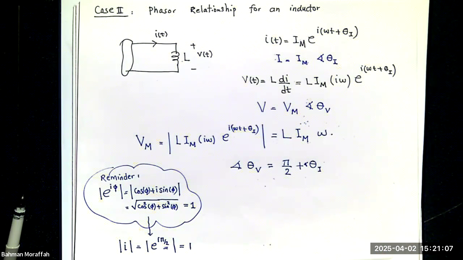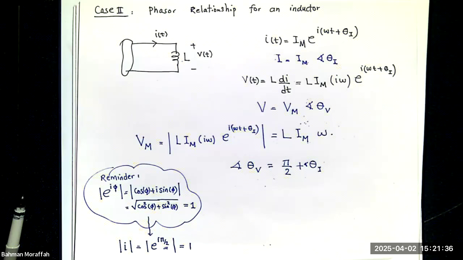What does that tell me? That tells me if I look at v(t) and compare it to i(t), the magnitude will be stretched by this number. But the phase of v(t) is the phase of i plus pi over 2, which means if I plot it, I'm going to see v(t) first and then i(t), which means v(t) is leading i(t) by pi over 2.